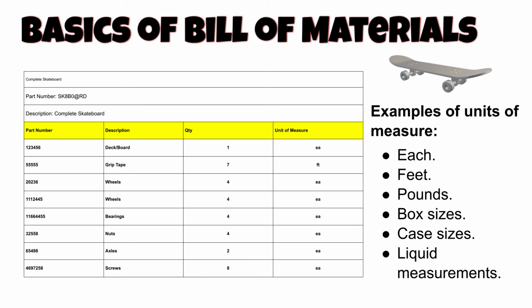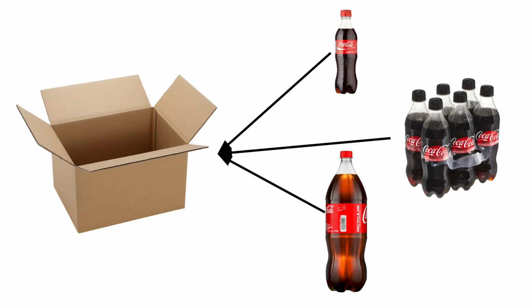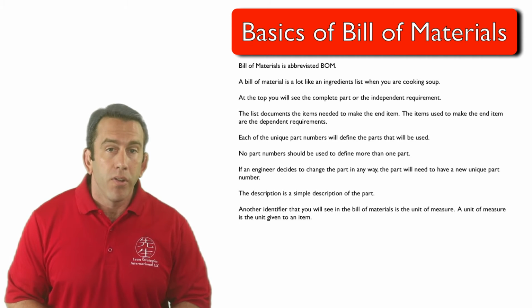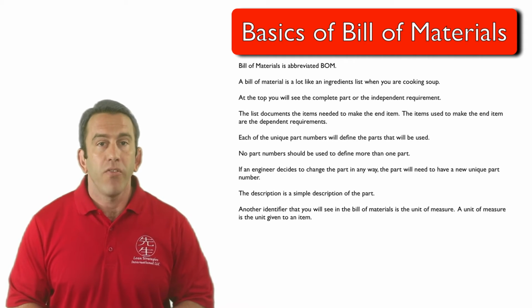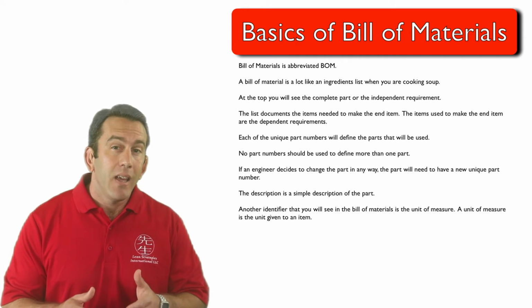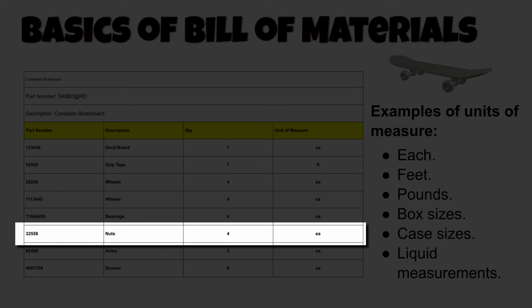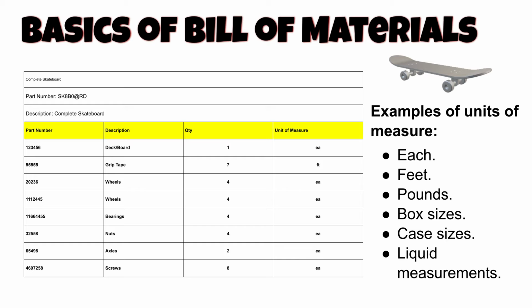Some examples of units of measure are each, measurements like feet, weight, pounds, box sizes, case sizes, liquid measurements, and a few others. For example, you can package drinks in a single bottle, 2-liter bottle, or a 6-pack. In manufacturing assemblies or bill of materials, each child component uses a specific unit of measure or type like each. As an example, if you had nuts called out in a bill of material, you would have a unit of measure of each and would then identify the quantity of nuts required to build your assembly.